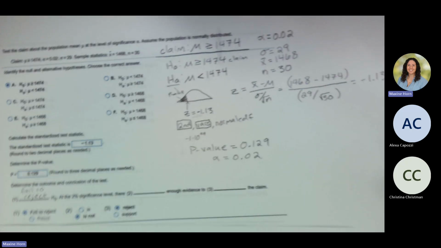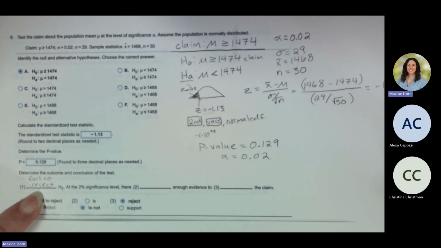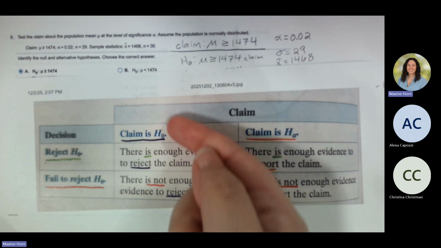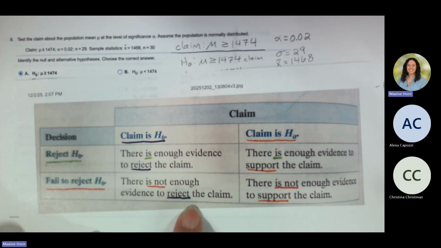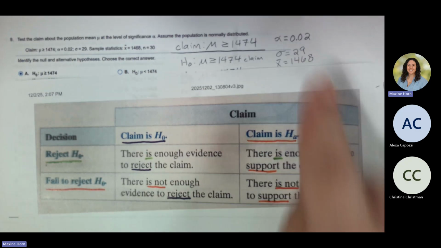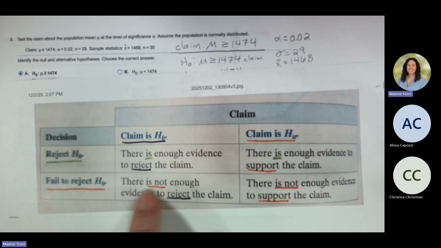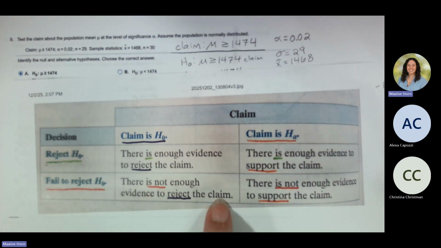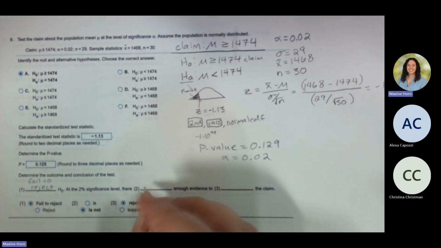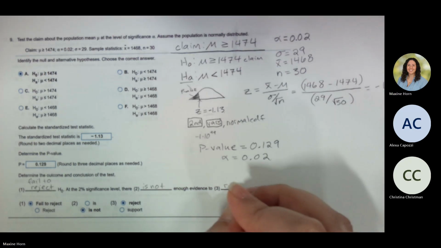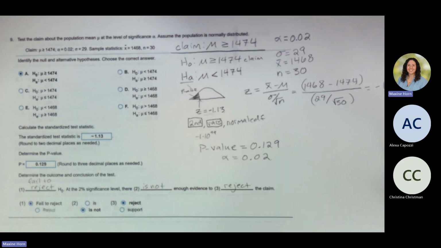So we're looking at this column. And then we say, okay, we failed to reject. All right, so our claim was the null hypothesis and we failed to reject. So that's going to be this right here. So we're going to say at the 2% level of significance, there's not enough evidence to reject the claim. Okay, and then we would just fill that in. There is not enough evidence to reject the claim.